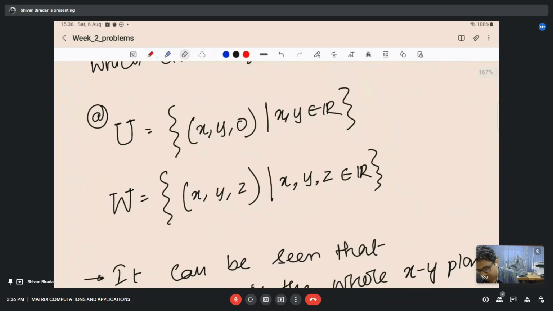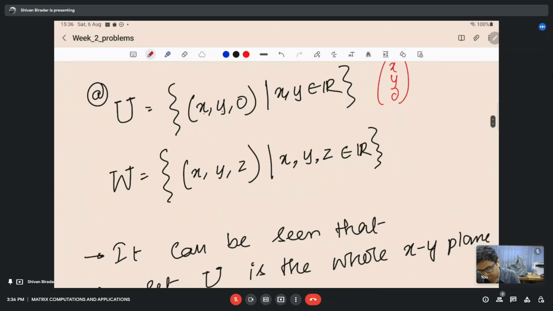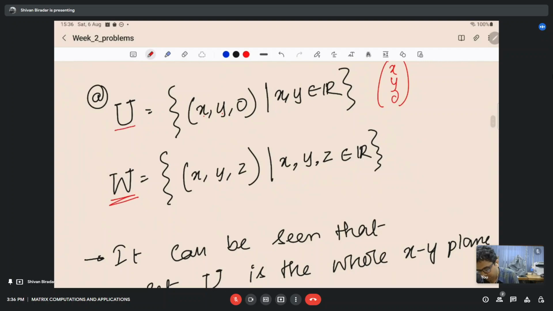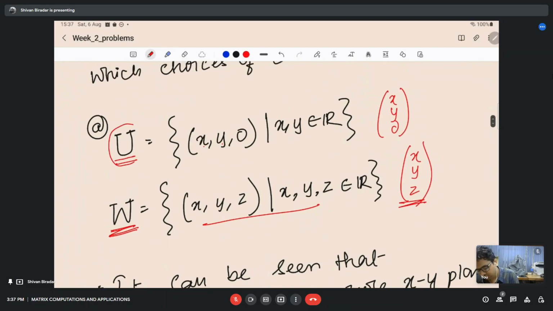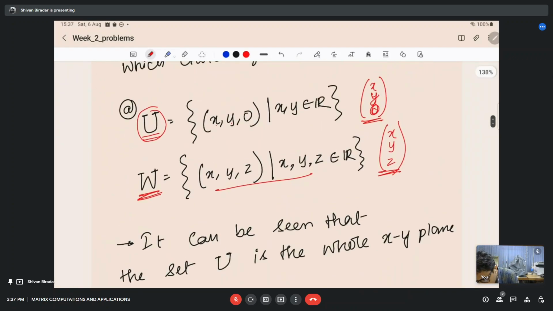The first question says that U is the set of all vectors of this form: x, y, 0. And there is another subspace W. So U is a subspace and W is also a subspace of this form, which means that the vectors in the subspace W look like this, and the vectors in the subspace U look like this. There is a 0 in the z place. A careful look at this would give you a clear picture of what is happening here.